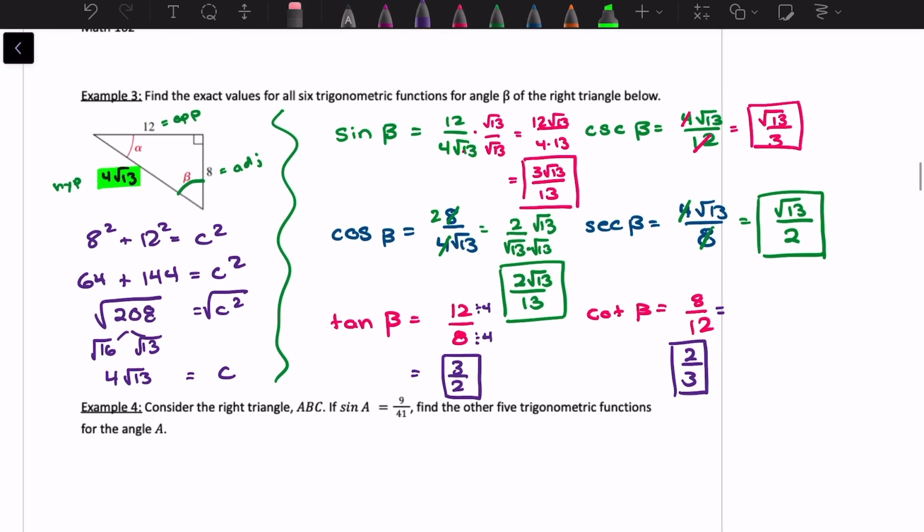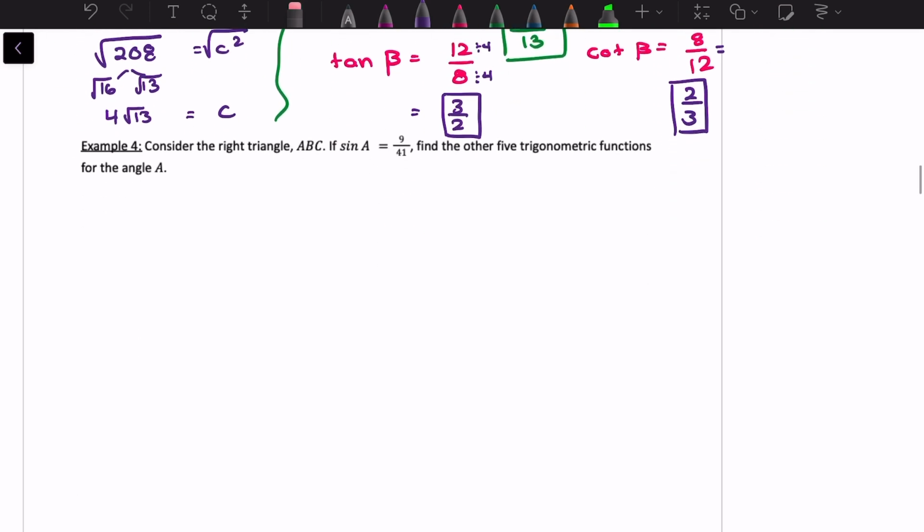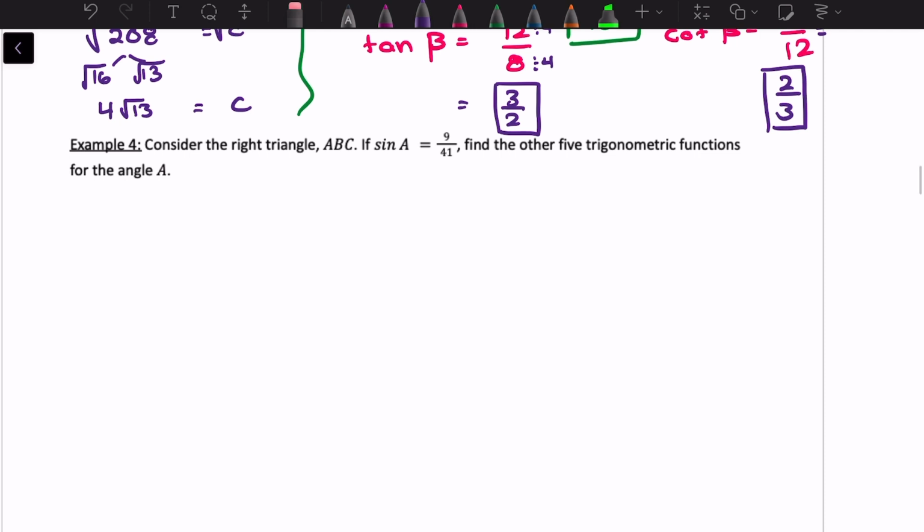And so now I have all 6 trig functions simplified. Example 4, we're looking at a right triangle. The sine of angle A is 9 over 41. But I want to find the 5 other trig functions. So it's going to help to draw a triangle here and make one of the angles angle A. And we'll remember sine is opposite over hypotenuse. So the opposite is 9. This side is 41. So we want to find this side right here.